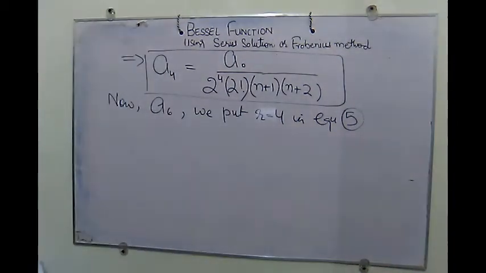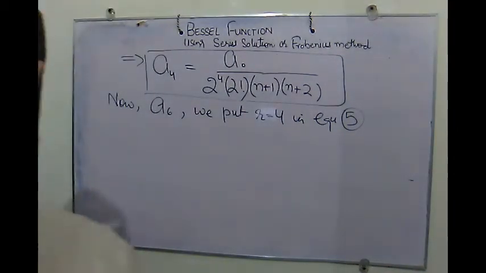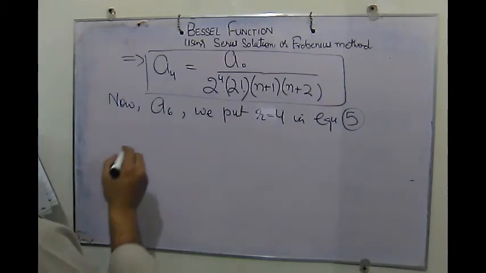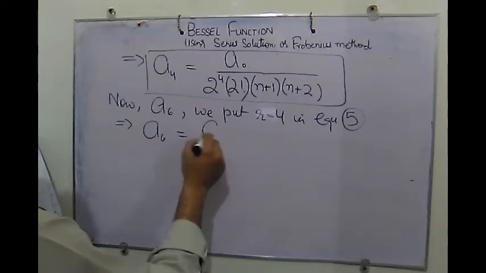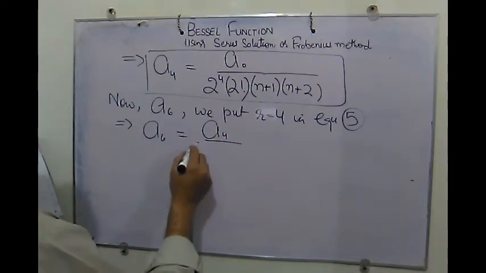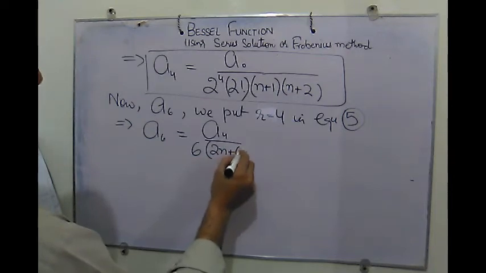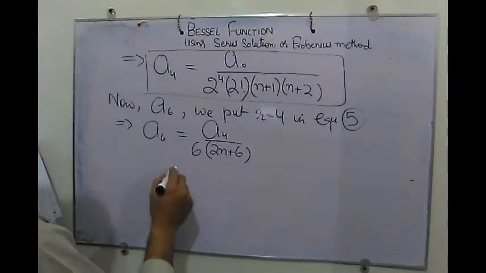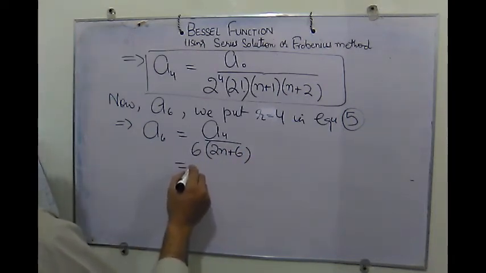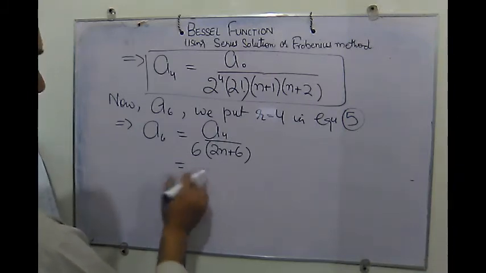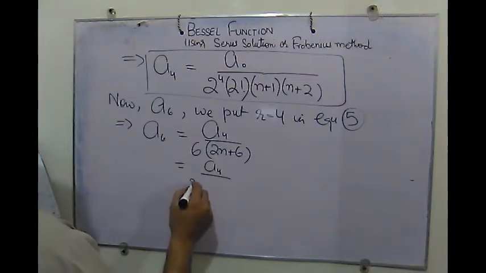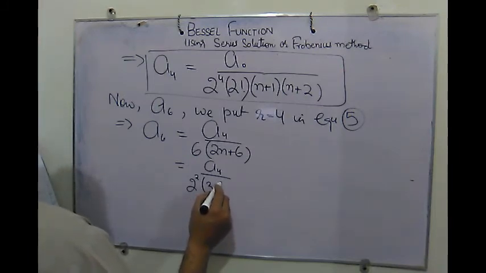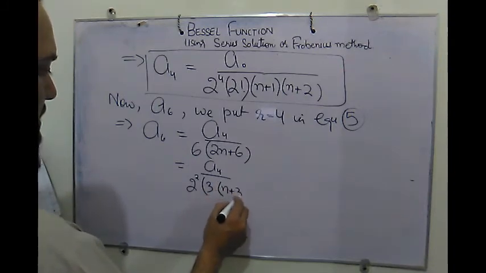So by using the general term, we can find all other coefficients, which was our objective. So this implies that a6 would be a4 upon 6 into 2n plus 6. We take 2 common from the denominator and it will become a4 upon 2 raised to the power 4, 2 times 3 common, n plus 3.